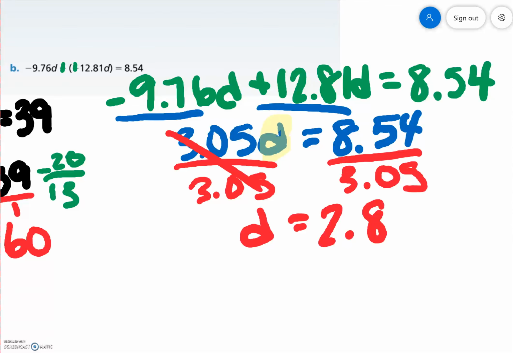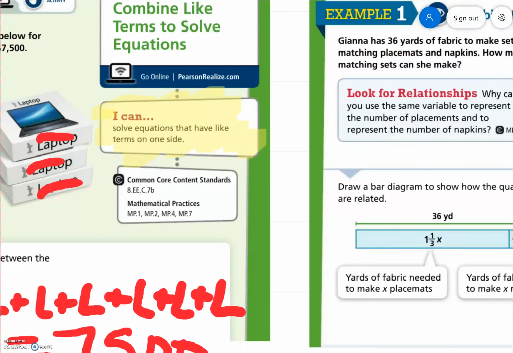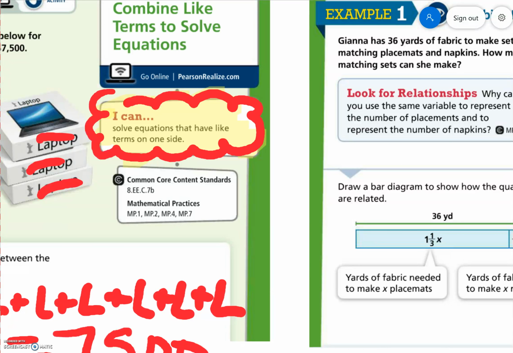Awesome. All right, 8th grade. Everybody say it with me now. I can solve equations that have like terms on one side. Enjoy your day.